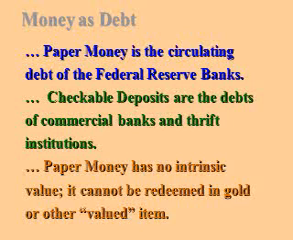Well, money is debt. How do we use that? Well, it's interesting here, and this is pretty important to know. Paper money is the circulating debt of the Federal Reserve banks. In other words, the cash that we're using has been loaned out to other banks by the Federal Reserve. Checkable deposits are the debt of commercial banks and thrift institutions. Not so important to know that. And paper money has really no intrinsic value. It cannot be redeemed in gold or any other valued item for that matter. It cannot be redeemed.